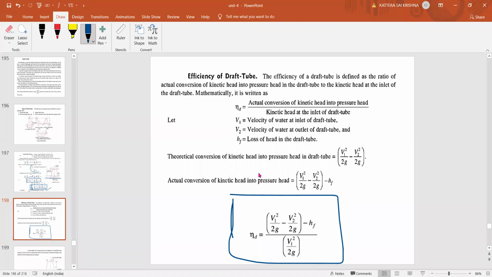Time is 50 minutes available, so we can complete a problem also, no problem. We'll complete a problem on the draft tube also, very easy, right? So these two things you need to remember.